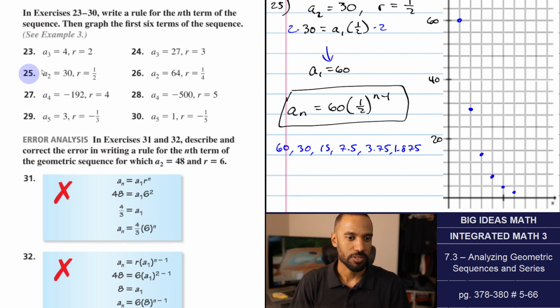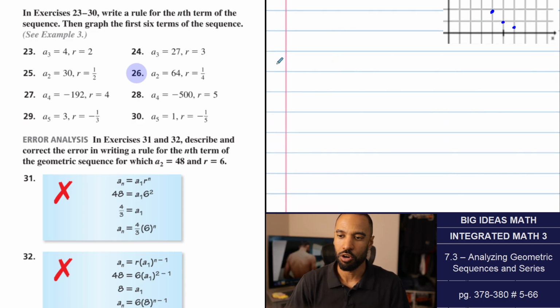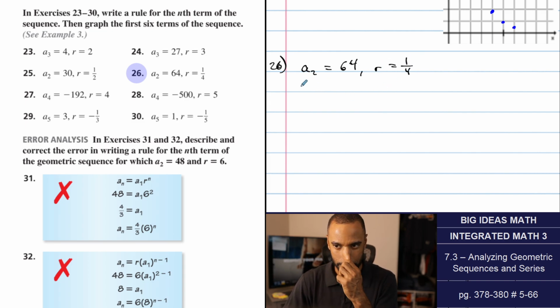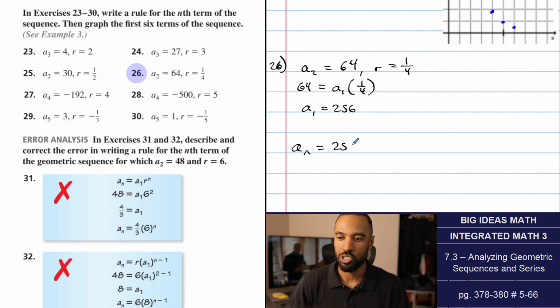Okay, number 26. The second term is 64, and we're taking 1/4 of each value to go from one term to the next. So we have to multiply by 4 to get the first term. And 64 times 4 is 256. But to set it up, the second term equals the first term times 1/4 once. So you divide both sides by 1/4 and multiply by 4, and you get your 256. So your rule is 256 times 1/4 to the n minus 1 power.